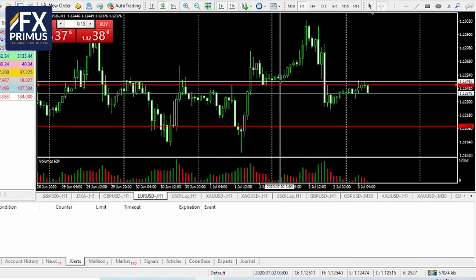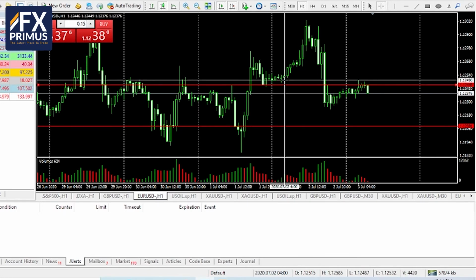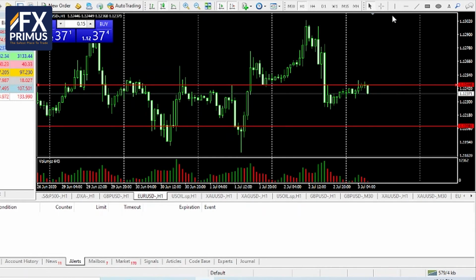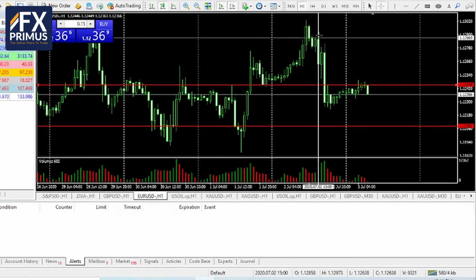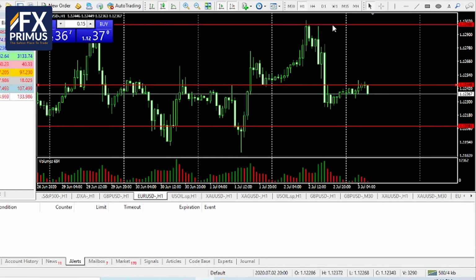Okay, so during the Asian trading sessions at about 9 a.m., it goes up from 1.1249 all the way to a high of 1.1303. Okay, so it goes up about 53 pips, and then towards the US trading session. Okay, so this was the high.